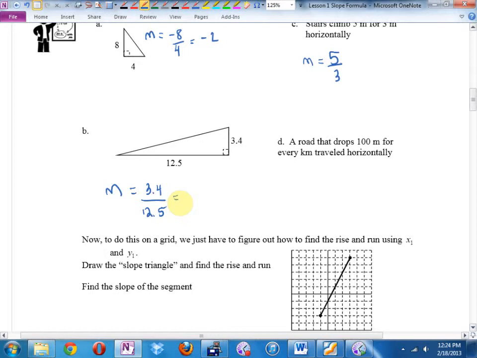Anybody? 0.272. What comes after the 2? Oh, it works out evenly? Sorry, it terminates? Doesn't work out evenly, but it terminates? Okay.